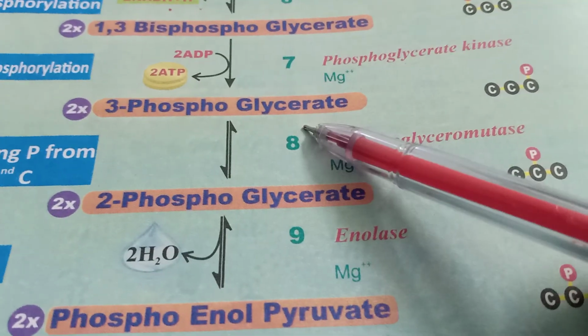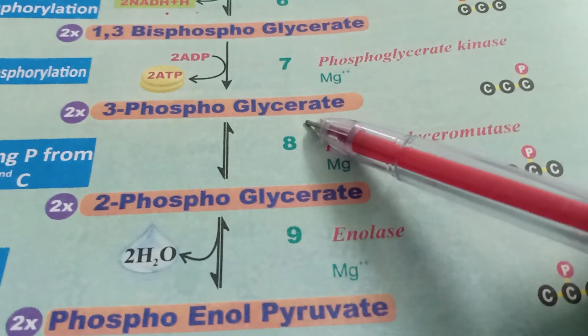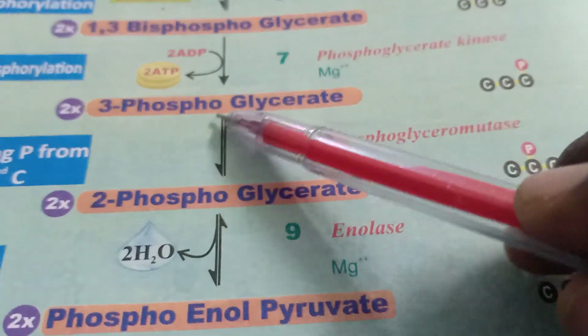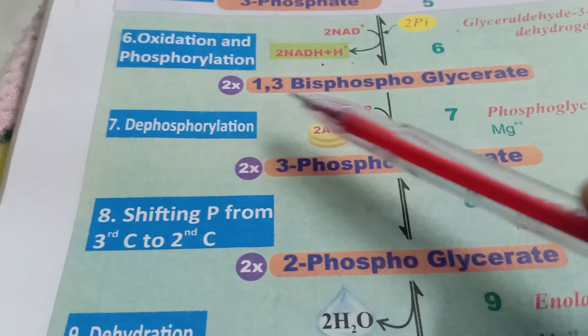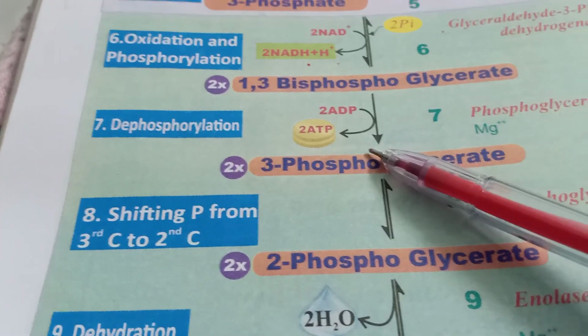Okay, so the product is called 3-phosphoglycerate. What is it called? 3-phosphoglycerate. And this process is called dephosphorylation because we have removed a phosphate from it.